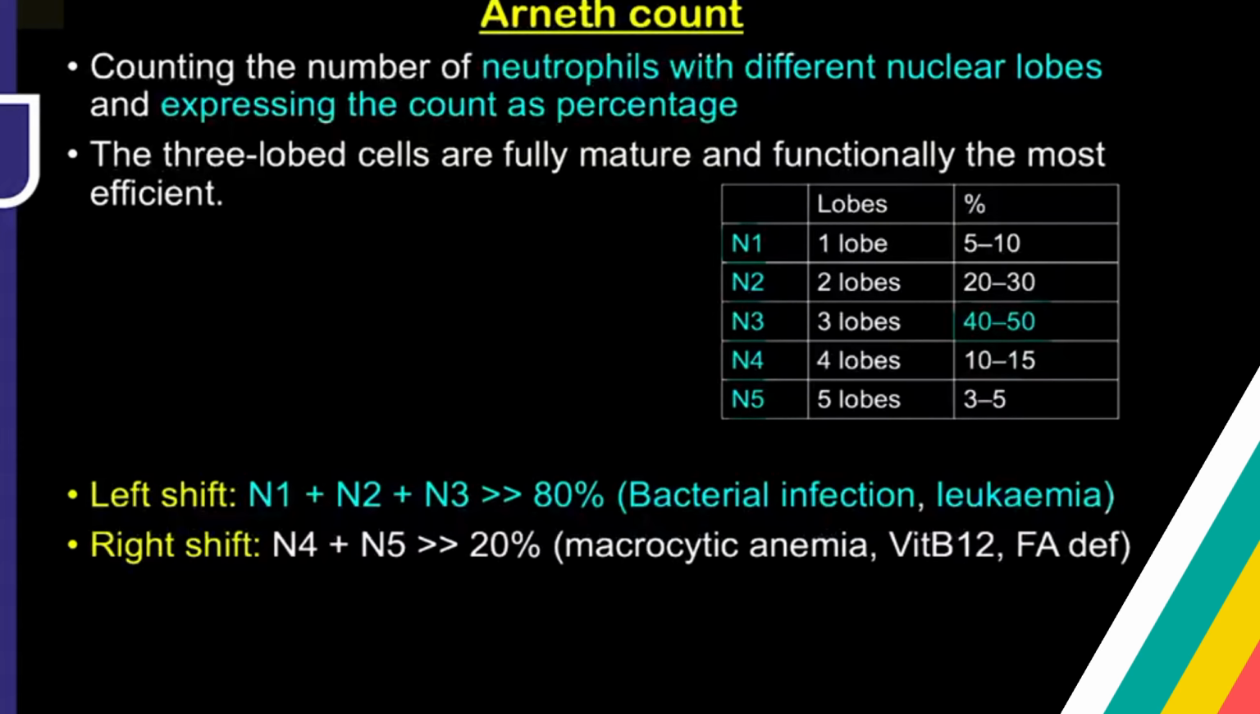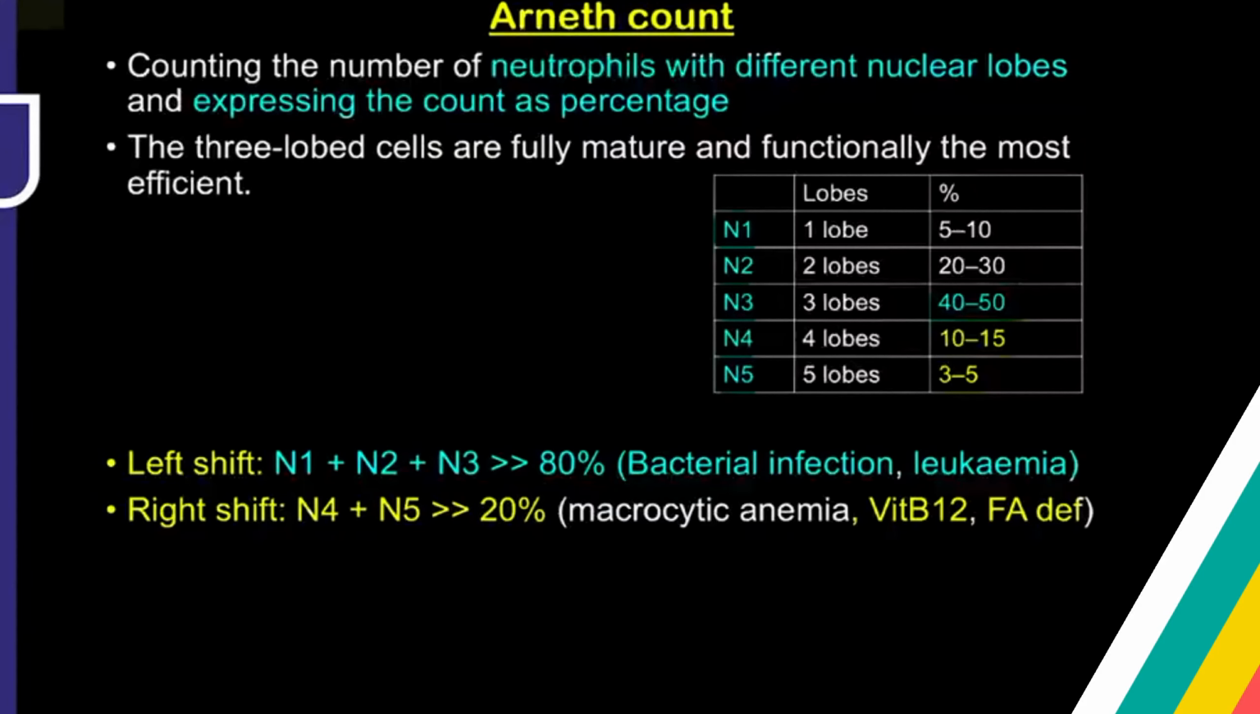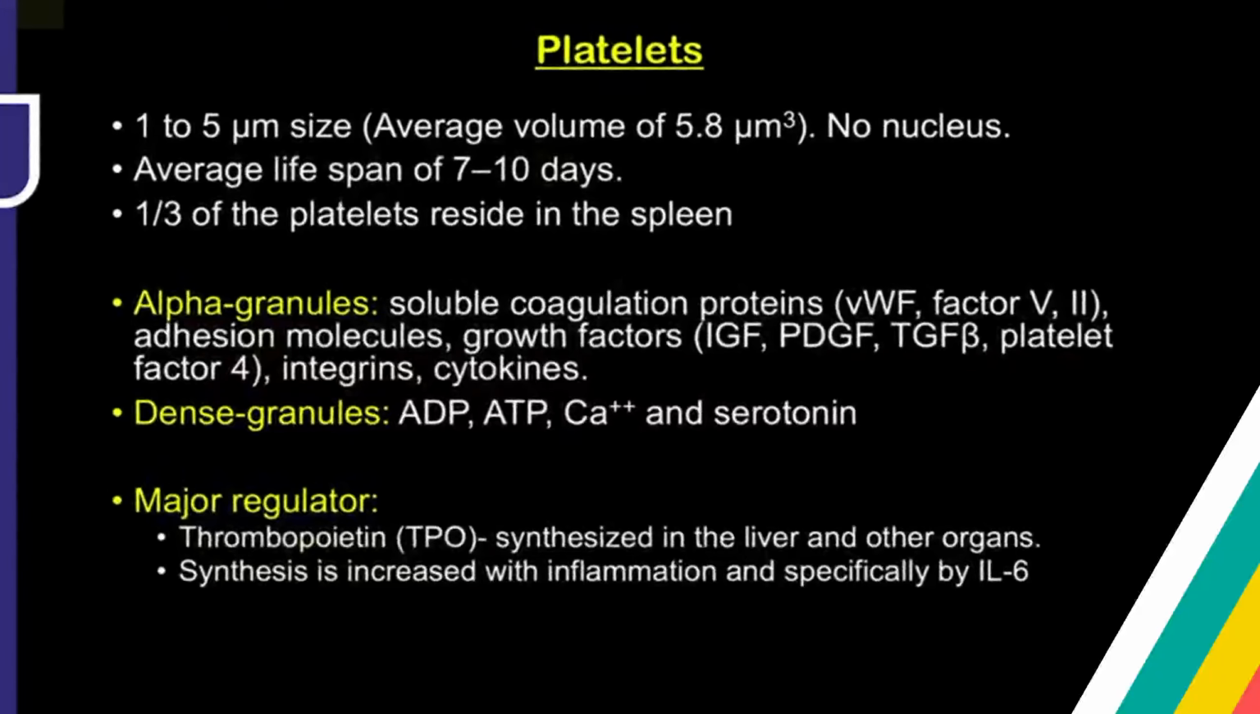But whenever you are getting N4 and N5 cell series more, greater than 20%, generally it is 10%, and N5 is only 3 to 5%, so 13 to 14% combined. But if it is greater than 20% combined value, then it indicates cells are more mature. More mature cells will be seen whenever the person is suffering from B12 or folic acid deficiency, or the person is suffering from megaloblastic anemia. So this is all about the WBC cell series, and the last one is platelet.